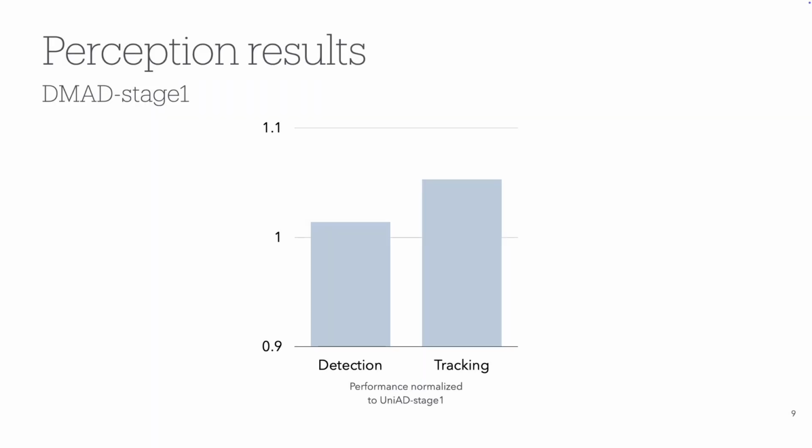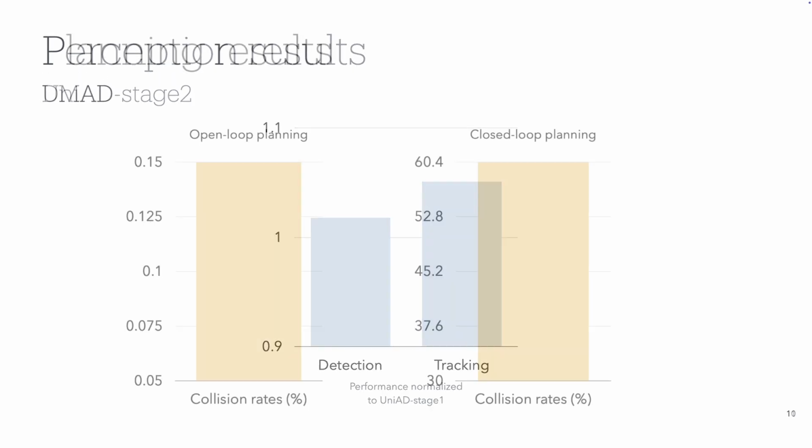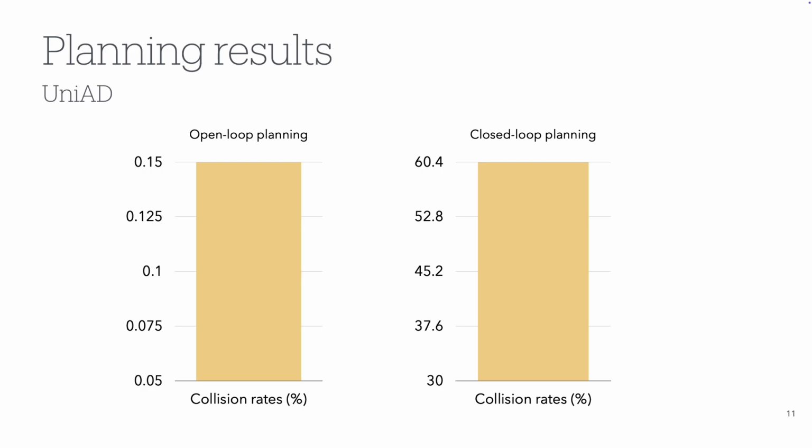Applying this architecture to UniAD, which we call DMAD, we see that our perception already outperforms the baseline in the first stage. Crucially, this high performance is maintained during the second stage, effectively eliminating the negative transfer. Most importantly, this improved perception translates directly to safety. Here are the collision rates for UniAD in open-loop and closed-loop evaluations. Applying our divide and merge strategy reduces collision rates by a large margin.